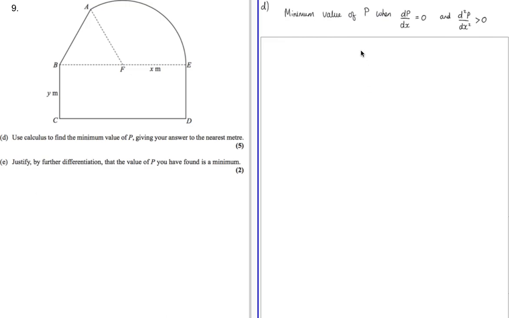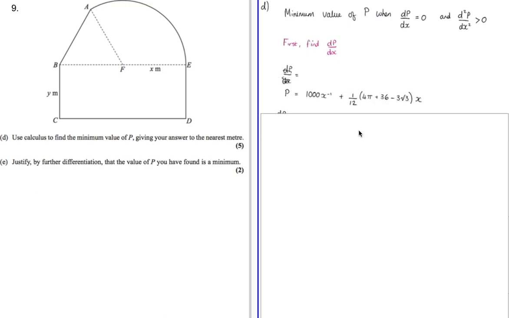Now that we've got that statement, we first have to find dP/dx. So let's first write P in a form that's differentiable. We've got this power of minus 1, so bring the x up. Then we can differentiate that quite easily, and we're going to bring the power down, so bring this minus 1 down and subtract 1 from the power.